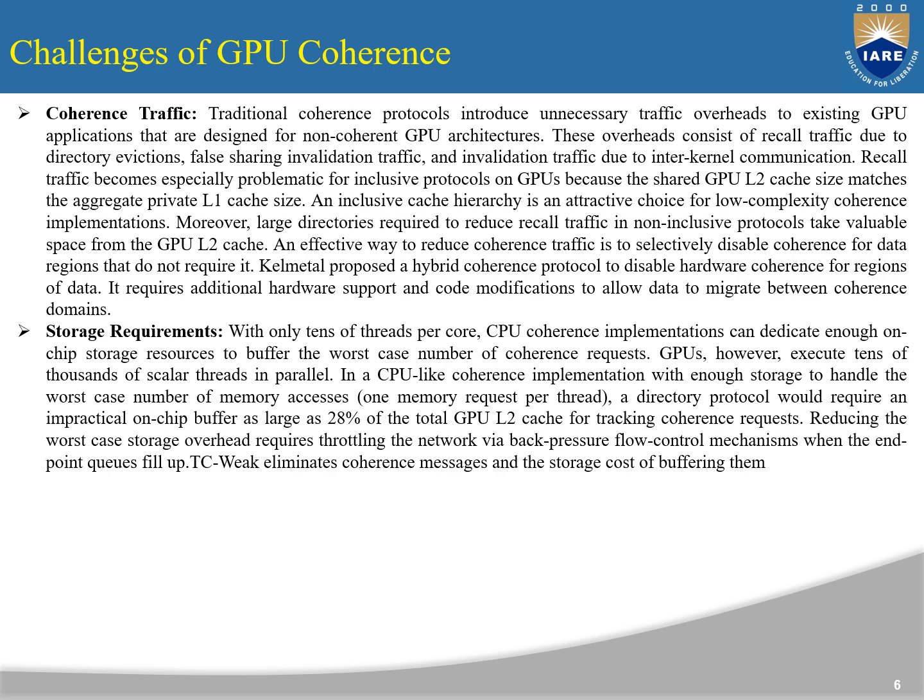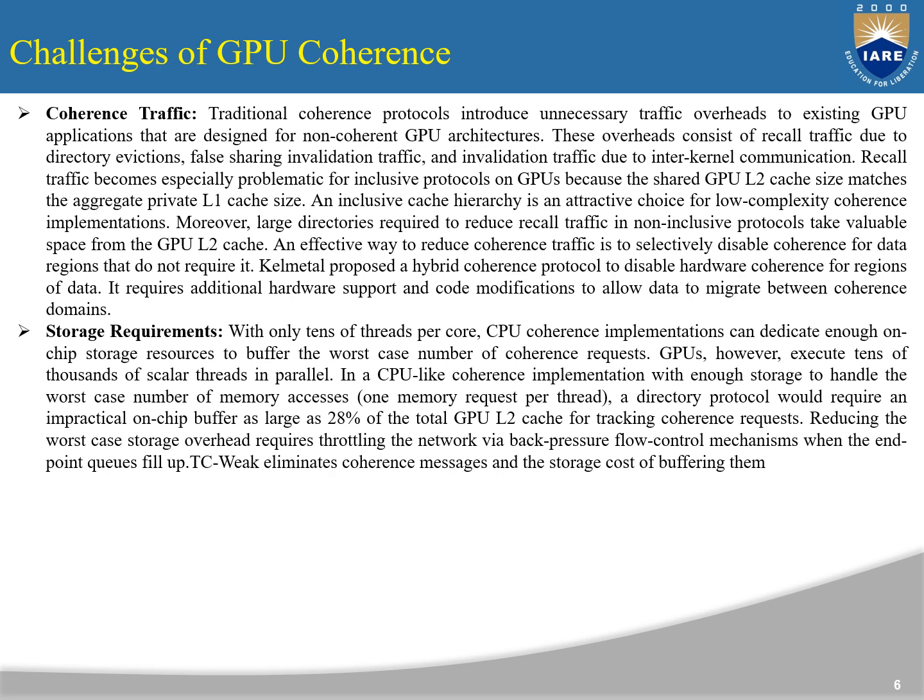An inclusive cache hierarchy is an attractive choice for low-complexity coherence implementations. Moreover, the large directories required to reduce recall traffic in non-inclusive protocols take valuable space from the GPU L2 cache. An effective way to reduce coherence traffic is to selectively disable coherence for data regions that do not require it. Elemental proposed a hybrid coherence protocol to disable hardware coherence for regions of data. It requires additional hardware support and code modifications to allow data to migrate between coherence domains.